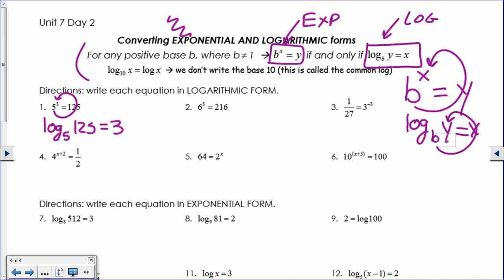Let's do the loop again. Start at the base and go around. You have to go towards the equal sign when you draw the loop. What would this look like?